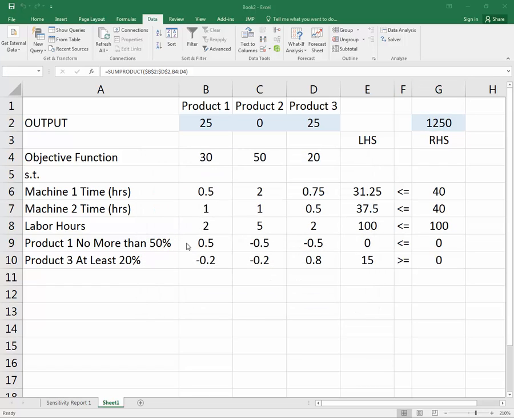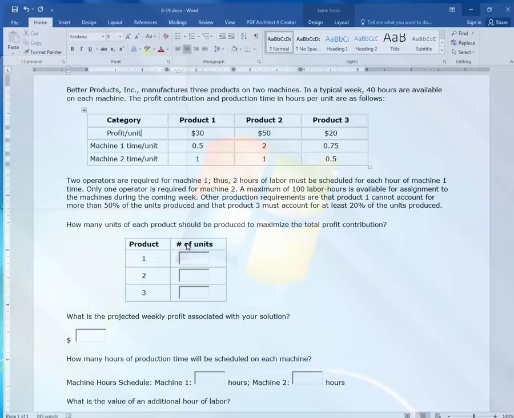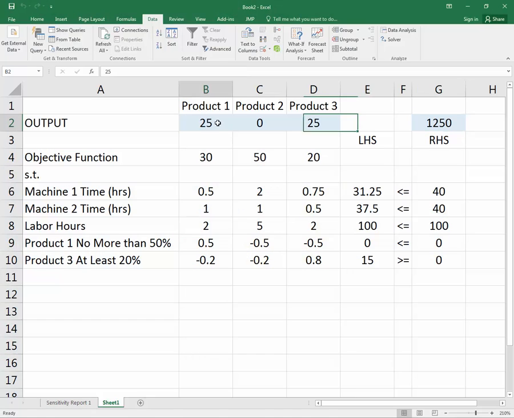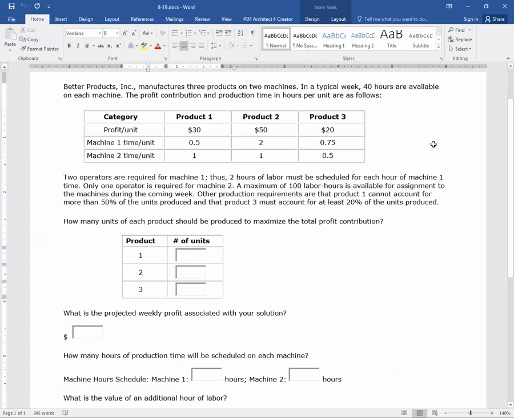And so if we go back to our original question, how many of each product should be produced to maximize? So we produce 25 of product 1, none of product 2, and 25 of product 3 for a total weekly profit of $1,250. Right. So that answers that question.